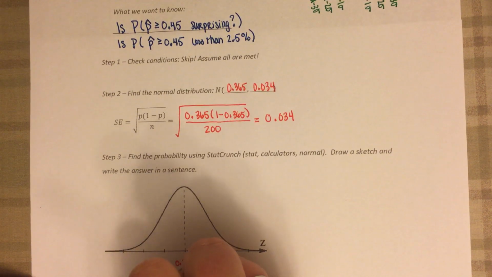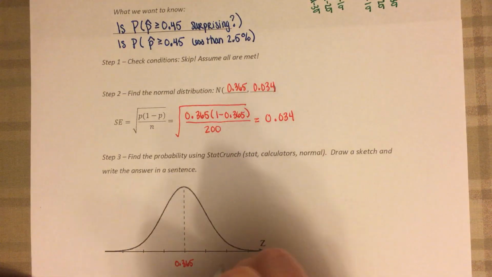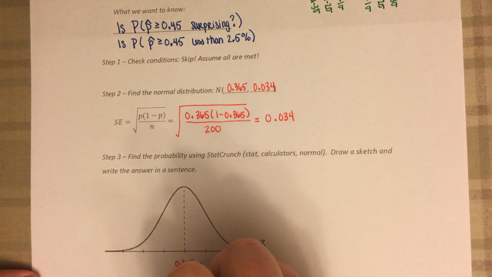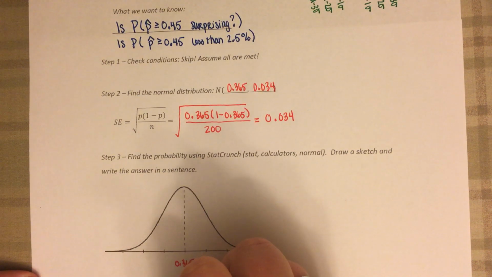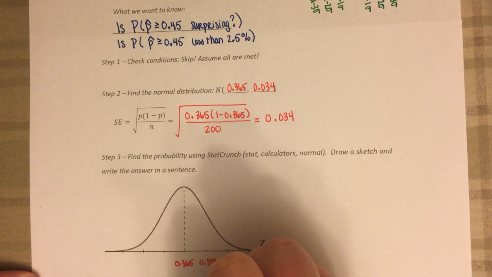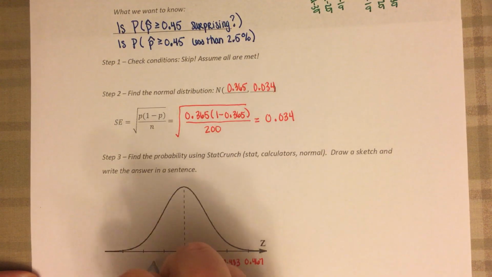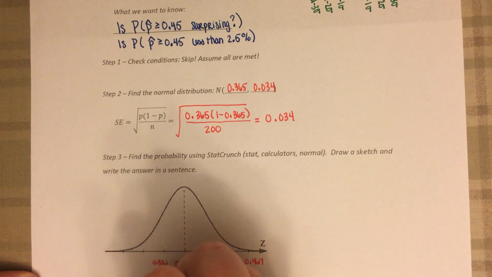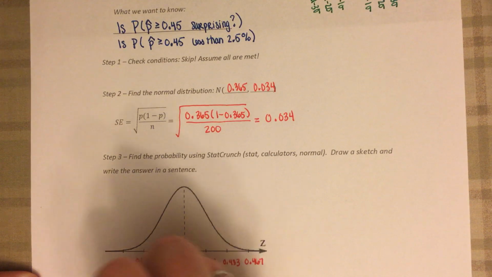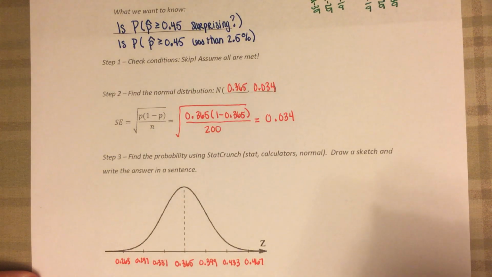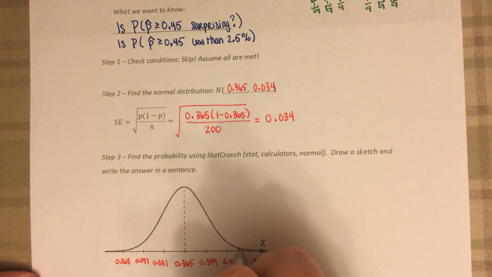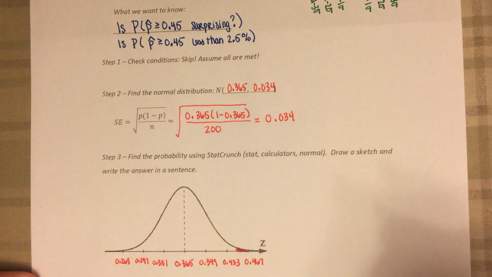And then we're going to go to StatCrunch and we're going to use our normal calculator. So our 0.365 gets labeled in the center here. We're going to go up and down by our standard error each time. 0.399, 0.433, 0.467, 0.331, 0.297, 0.263. So looking at this, 45% would be somewhere around here.